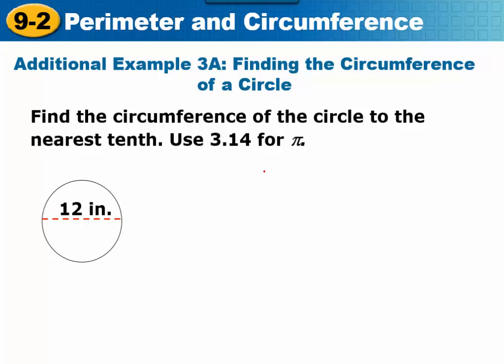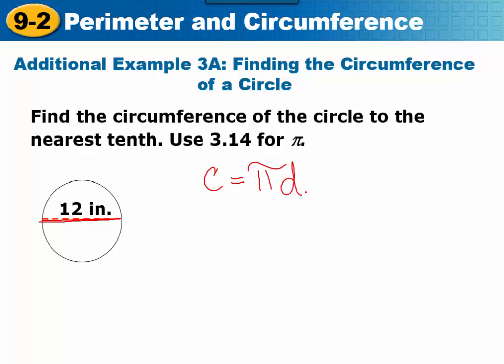Here we have a problem. It says find the circumference of the circle to the nearest tenth. Use 3.1 for pi. The first thing that we do is look at our circle and find out what information is given. We know the distance all the way across the circle, which is a diameter, is 12. So if I want to find circumference, I'm going to first write the formula down. Circumference is equal to pi times diameter.